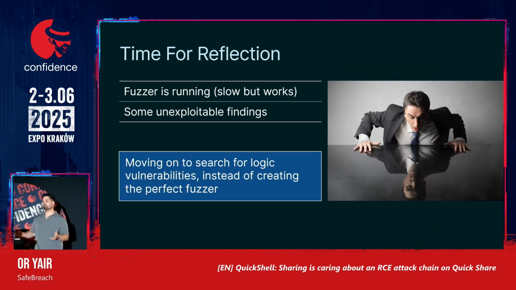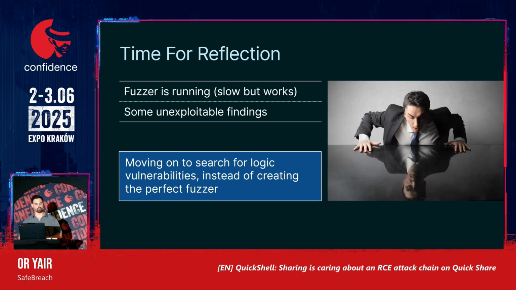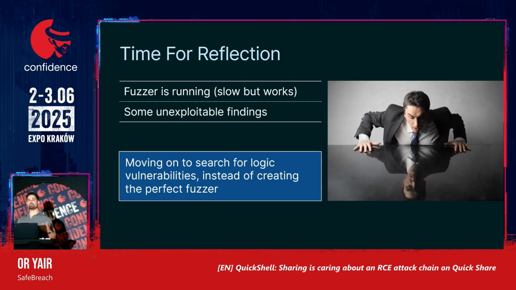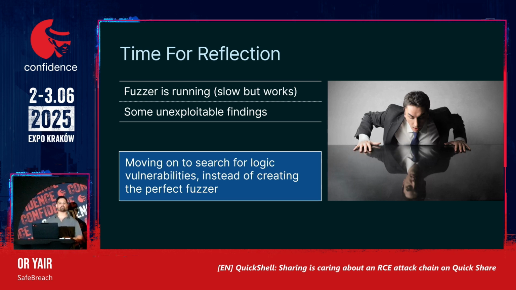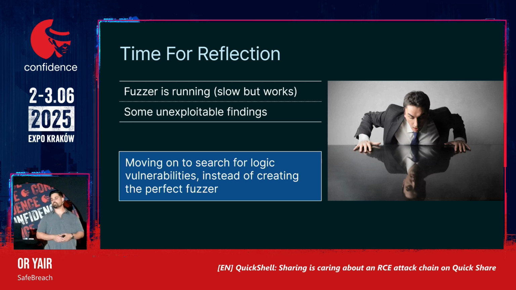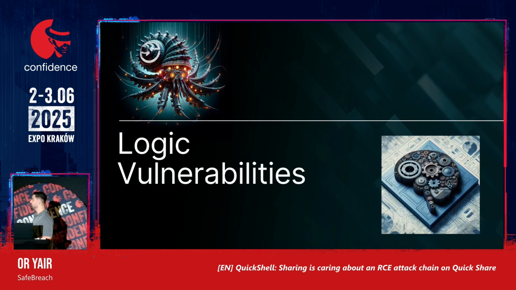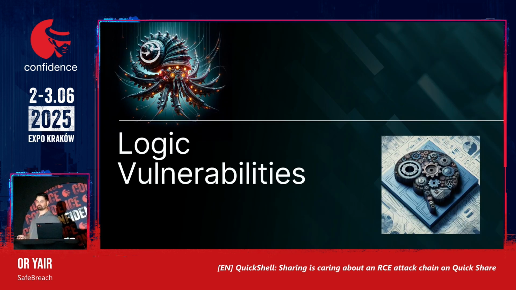Okay, but at this point, we didn't have a lot in our hands to implement an RCE. We got a fuzzer running, but it was pretty slow. We did find some reproducible crashes, but they were not exploitable. So we decided that instead of perfecting the fuzzer, we're going to shift our approach to do some logical vulnerability search manually. And then we realized that, boy oh boy, we wished we had done it sooner.